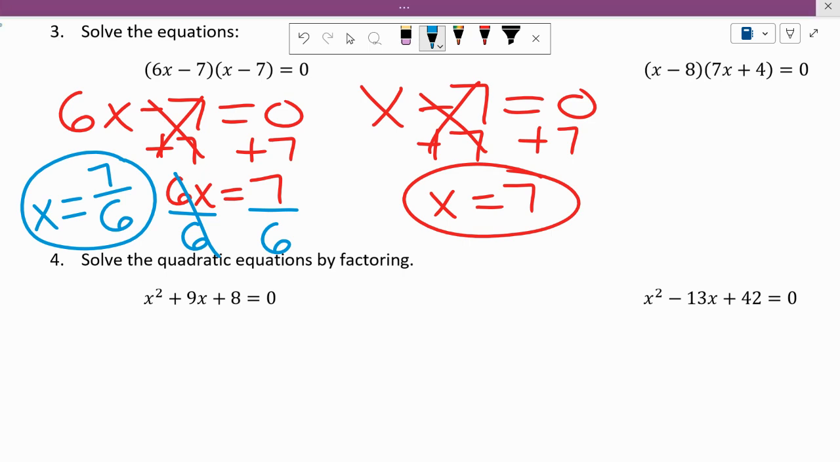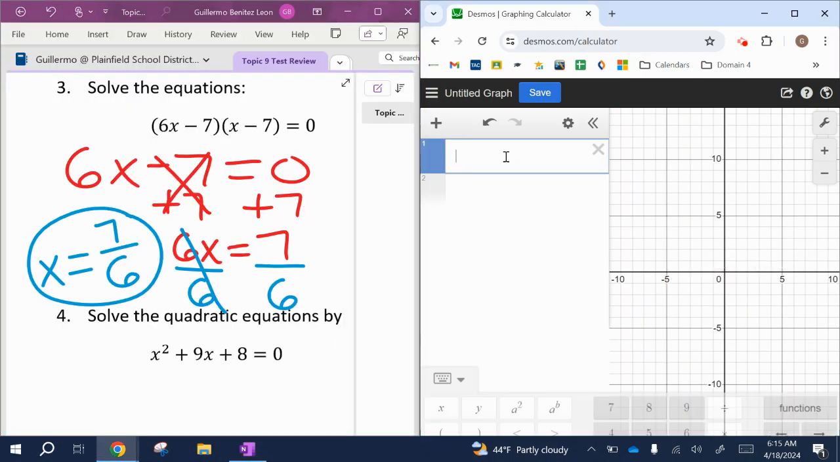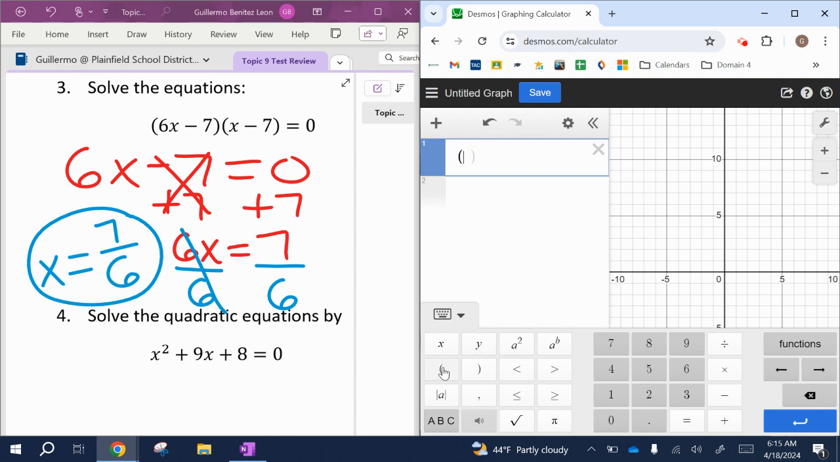Now, I've said this before, you can check almost every answer on the test. There's, I think, 2 or 3 that you cannot check on Desmos. So how do I check this one on Desmos? Same way I would do any other one. I'm going to plug in the equation. So parenthesis 6x minus 7 parenthesis. I'm going to make it look exactly the same. X minus 7. And then remember, equal 0 without the 0 doesn't matter. I'll put the equal 0.